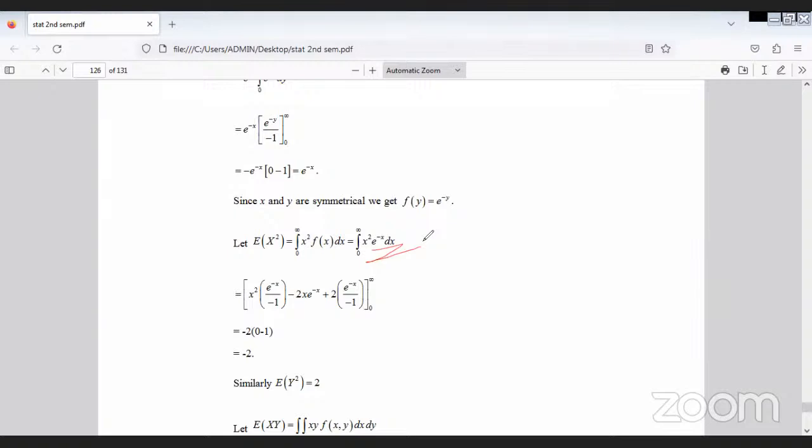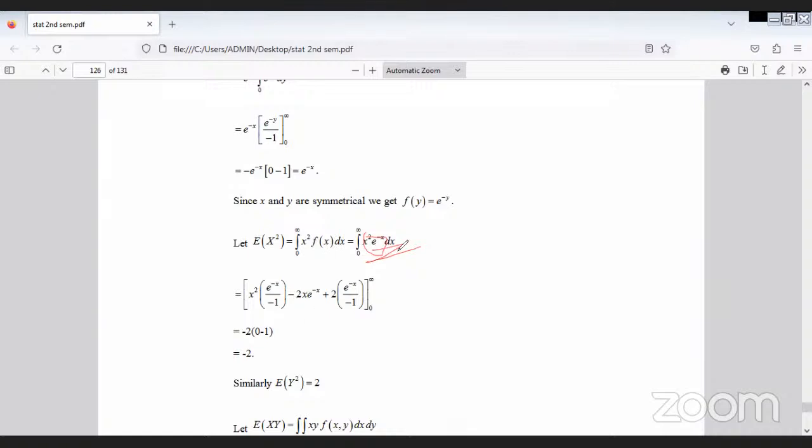What is the UV method formula? Tell me. U into d by dx of v plus v into d by dx of u. Sir, that's for differentiation, I think. This is integration, sir. Yes, I asked that. What I told is wrong. You have to tell. Very good.